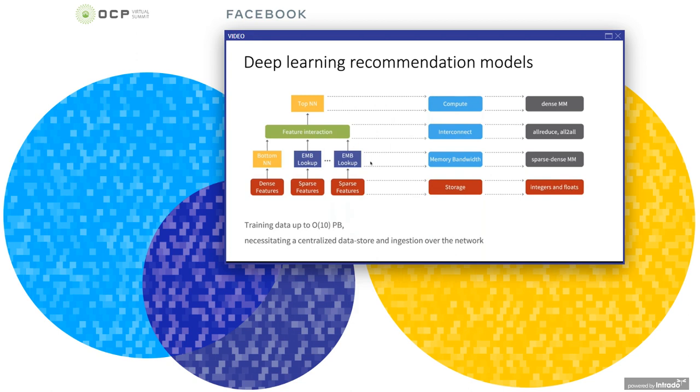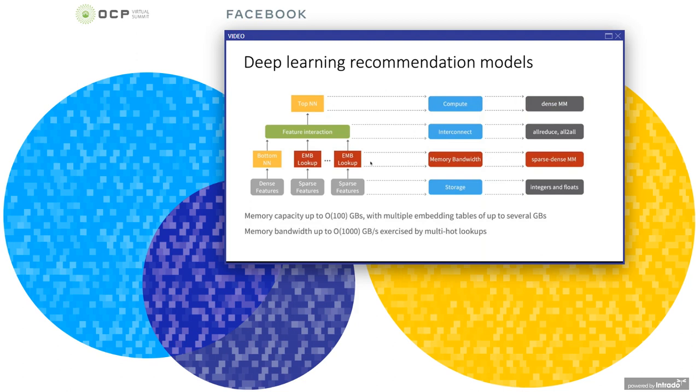What is the relative size and requirements of all of these different layers in this model? Well, the features themselves require on the order of 10 petabytes of storage, necessitating a centralized data store and ingestion over network. MLPs used in the top and bottom neural networks eventually require GEMM operations which exercise compute on the order of 10 teraflops.